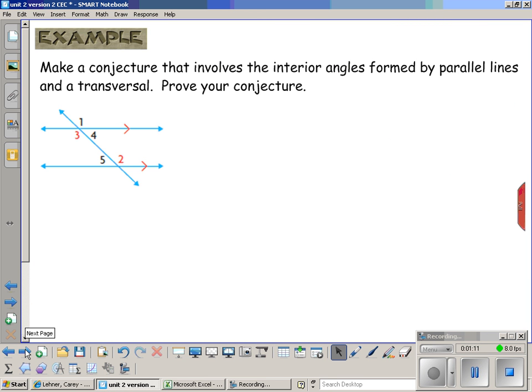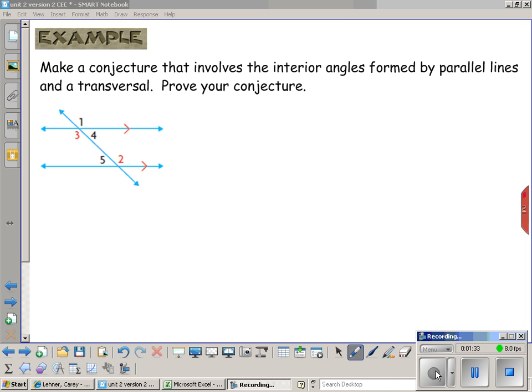We want to make a conjecture that involves the interior angles formed by parallel lines and a transversal. And we want to prove our conjecture. If you think back to the example we did in the previous lesson, where we wrote down all of the measurements of the angles, try and remember what the measures were of your interior angles and how they might relate. There are actually two conjectures that we can come up with.